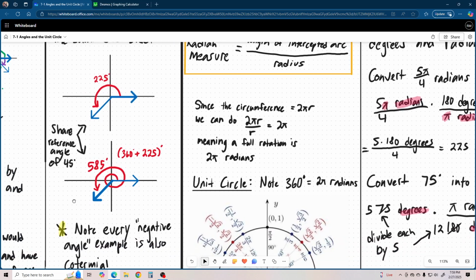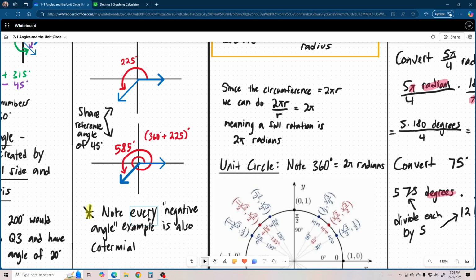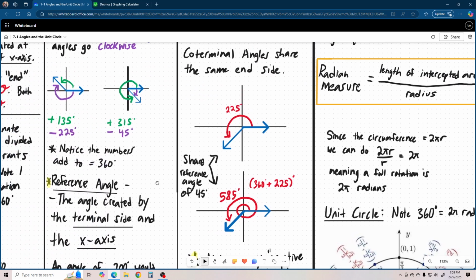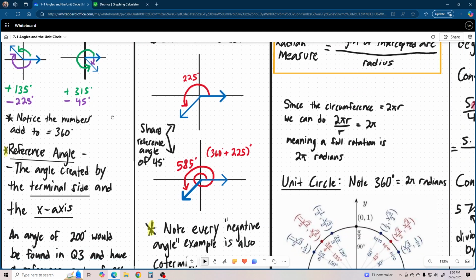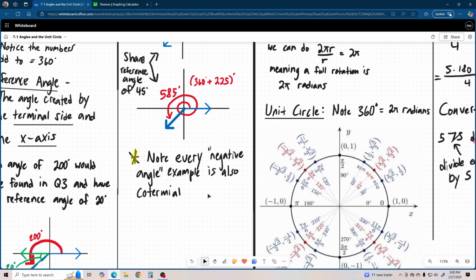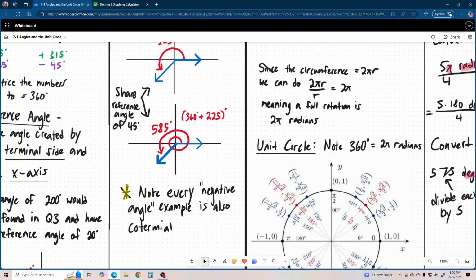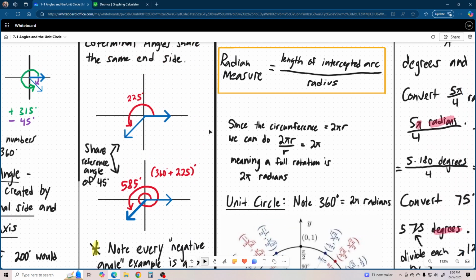And you'll notice back here I put a note: every negative angle example is also coterminal, because positive 315 degrees and negative 45 degrees are both coterminal. They look exactly the same, and they will share the terminal side. All right, awesome. So those are most of the new terminology that you need to know, and just understanding exactly how we look at angles, specifically on a coordinate plane.